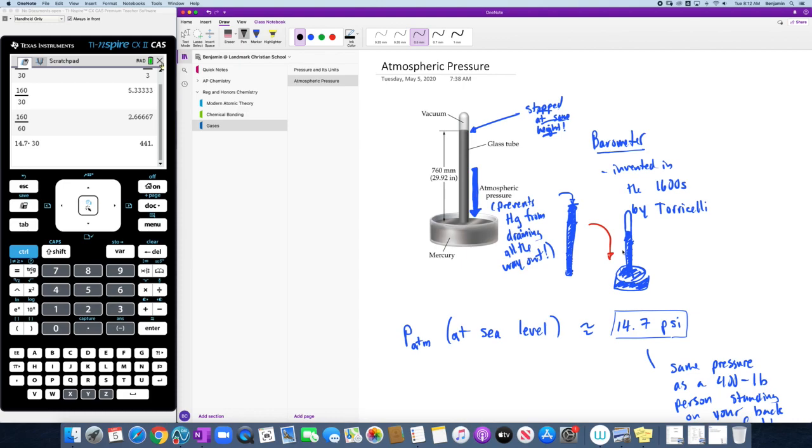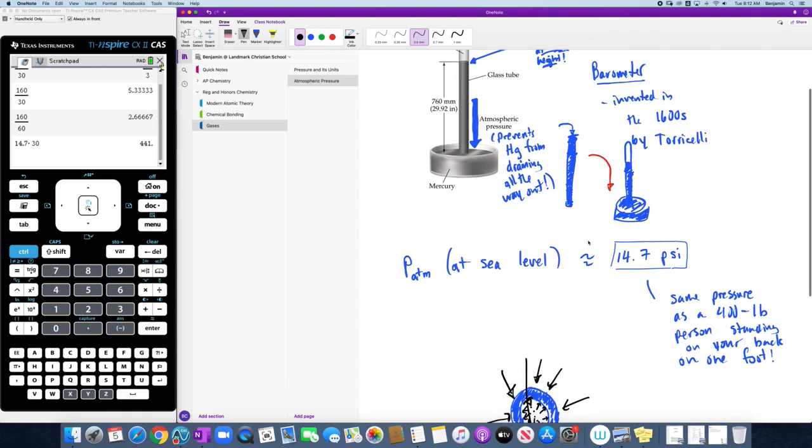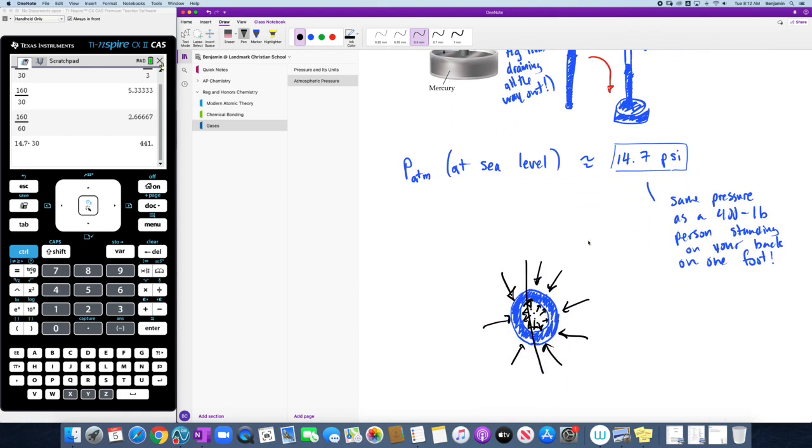Because people hadn't recognized that this huge pressure has been pushing down on us for centuries, right? For thousands of years, ever since humans have been humans. This has been all around us, and it's been like fish beneath the ocean that don't recognize that there's a whole ocean on top of them. We've got this whole atmosphere on top of us.